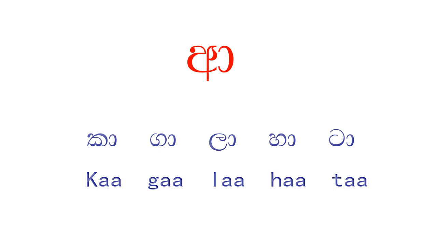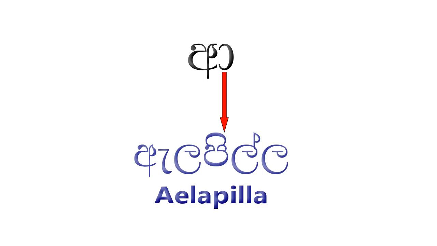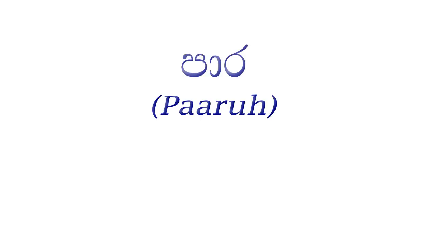Now let's see how to add the next vowel to a consonant. It's easy, you just add this part to a letter. The name of this pilla is ala-pilla. This pilla is easy because for any letter you can add this part to make the sound ah. Example, para. Para means road.